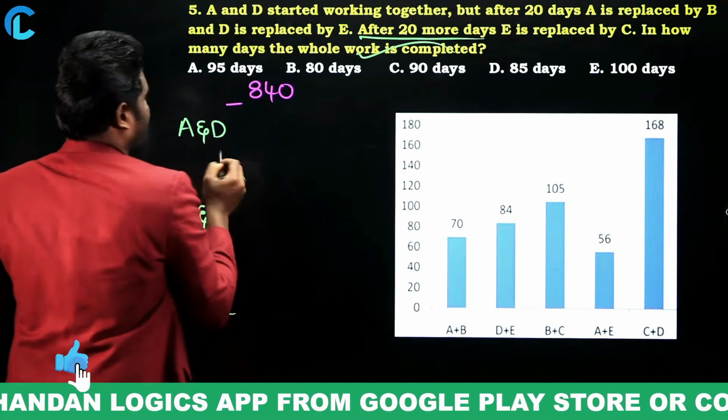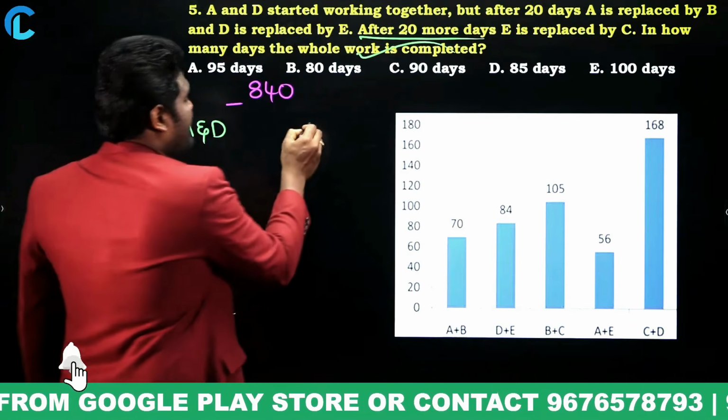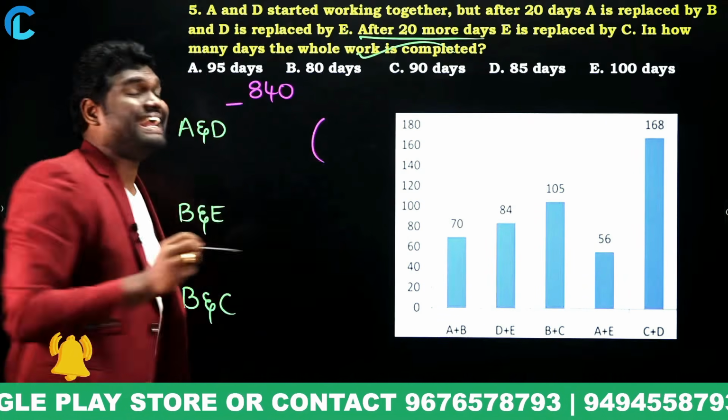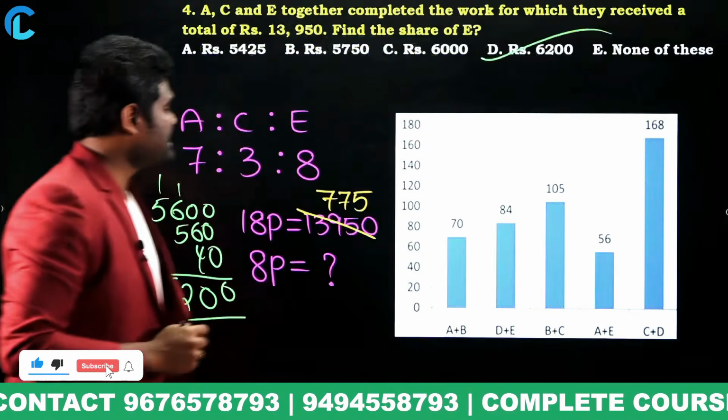Total work is 840 units. Now, A and D working for how many days? A and D working for 20 days. Yes or no? Okay. Now, efficiency of AD.